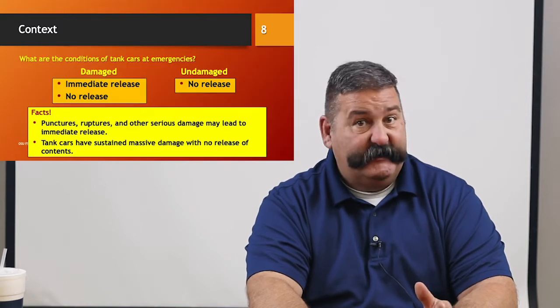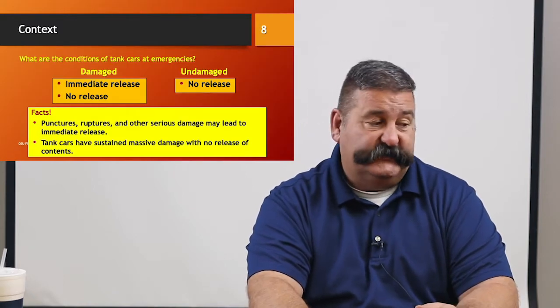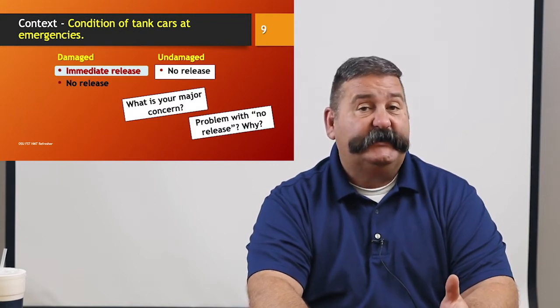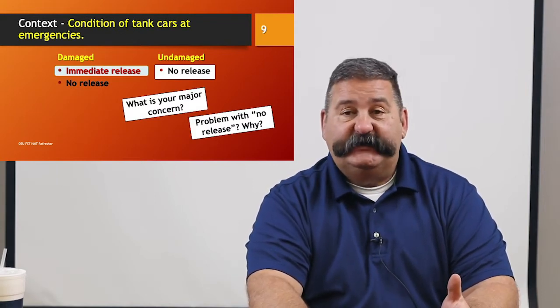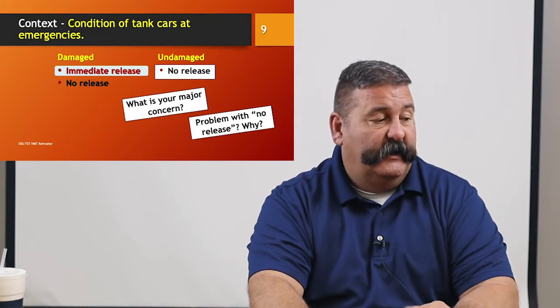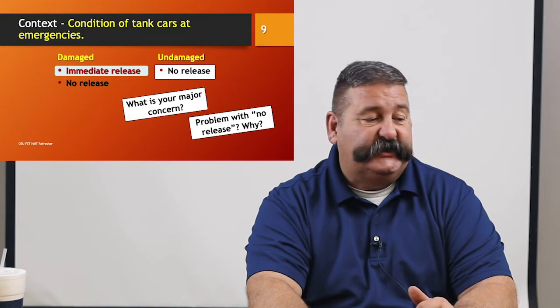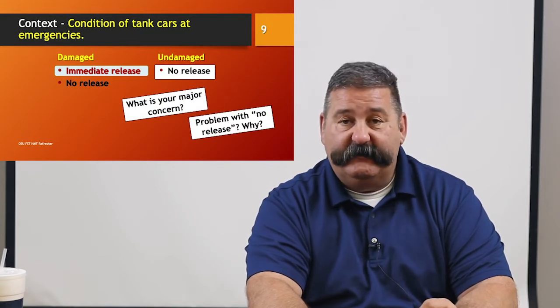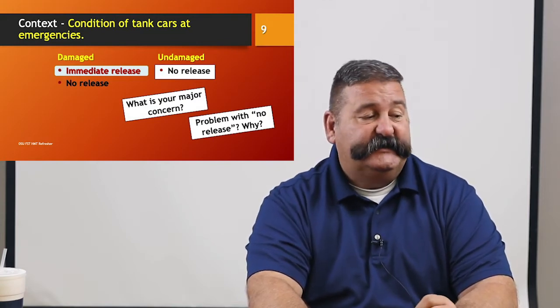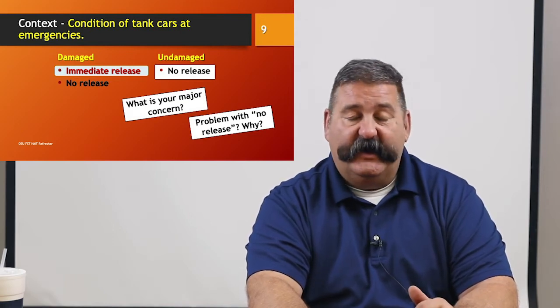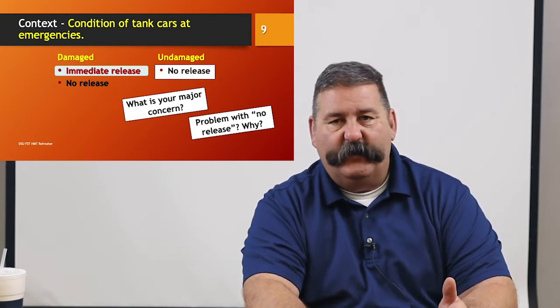Well, they can either be damaged or undamaged. So it's real simple. If they're damaged, you might have an immediate release or you might not have any release whatsoever. If it's an undamaged rail car, obviously no release. The thing that we keep in mind is that punctures, ruptures, and other serious types of damage may lead to an immediate release. But then again, tank cars have sustained massive damage and there has been no release of the contents. And that's what happened in Waverly.